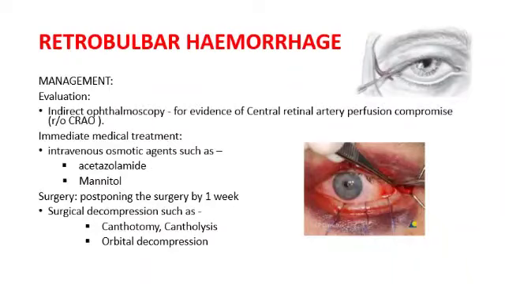How do you manage it? First thing is you don't do your surgery, postpone the surgery. Then do an indirect ophthalmoscopy for evidence of central retinal artery compromise to rule out a CRAO. Immediate medical treatment consists of giving intravenous osmotic agents like acetazolamide and mannitol, postponing the surgery as I already told you, and a surgical decompression if the retrobulbar hemorrhage is too severe, by doing a canthotomy and cantholysis or an orbitotomy.